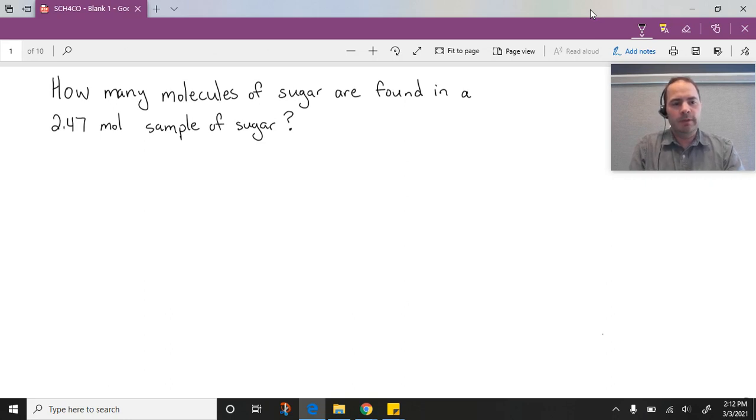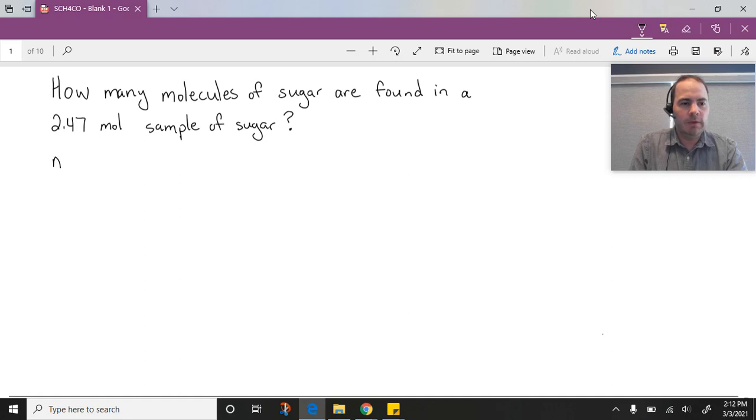How many molecules of sugar are found in a 2.47 mole sample of sugar, right? So what we want to do then is think about how to go from moles to a number of molecules. A molecule is just a particle of sugar. So this molecule we're talking about is just that particle of sugar. We want to use our Avogadro's constant and our moles to figure that out. So let's just jot down what we know to start out with.